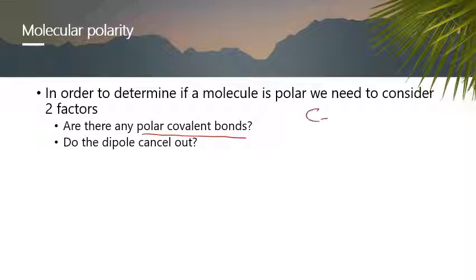For example, C2H4, is it polar? Now, judging there's only carbon and hydrogen, definitely the bonds are not polar, so this molecule is already not polar. We don't need to consider the next. And then you can have things like Br2, same atom, not polar. H2, not polar. Now, if the bonds are polar, we then need to consider whether the dipoles will cancel out.